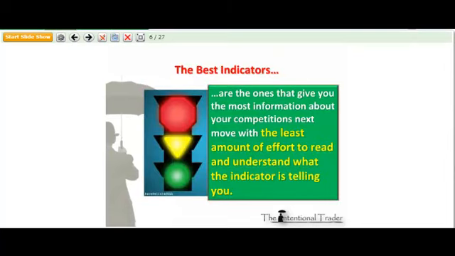So let's talk about this. We talk about different indicators. What are the best indicators to use for determining confluence in your trading? Now, the best indicators you're going to want to use are the ones that give you the most information about your competition's next move. Now, if you're trading, don't ever think that you're not competing, because that's exactly what you're doing. You're competing with somebody who has an opposite opinion of what you have about what's about to happen in the market. All right?